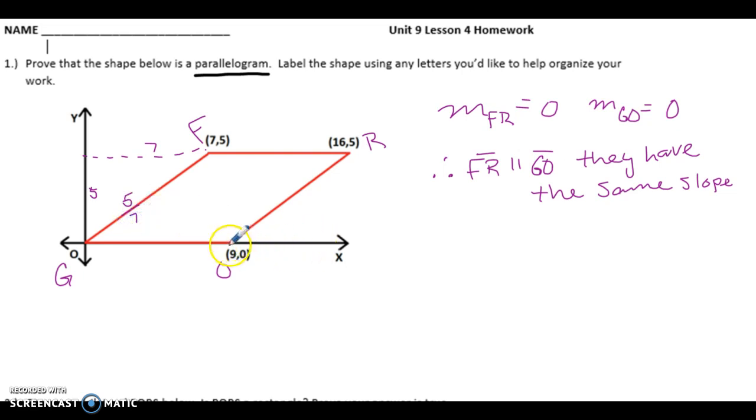Then you're going to do the same to get the slope of OR: up 5, over how many to get from 9 to 16. And you're going to write that the same way we wrote the slopes for the first two. If those sides are also parallel, then you would write another statement, just like the one we wrote here with FR and GO. And don't forget to write a conclusion statement at the end saying that it's a parallelogram because opposite sides are parallel. All right, so that's number 1.